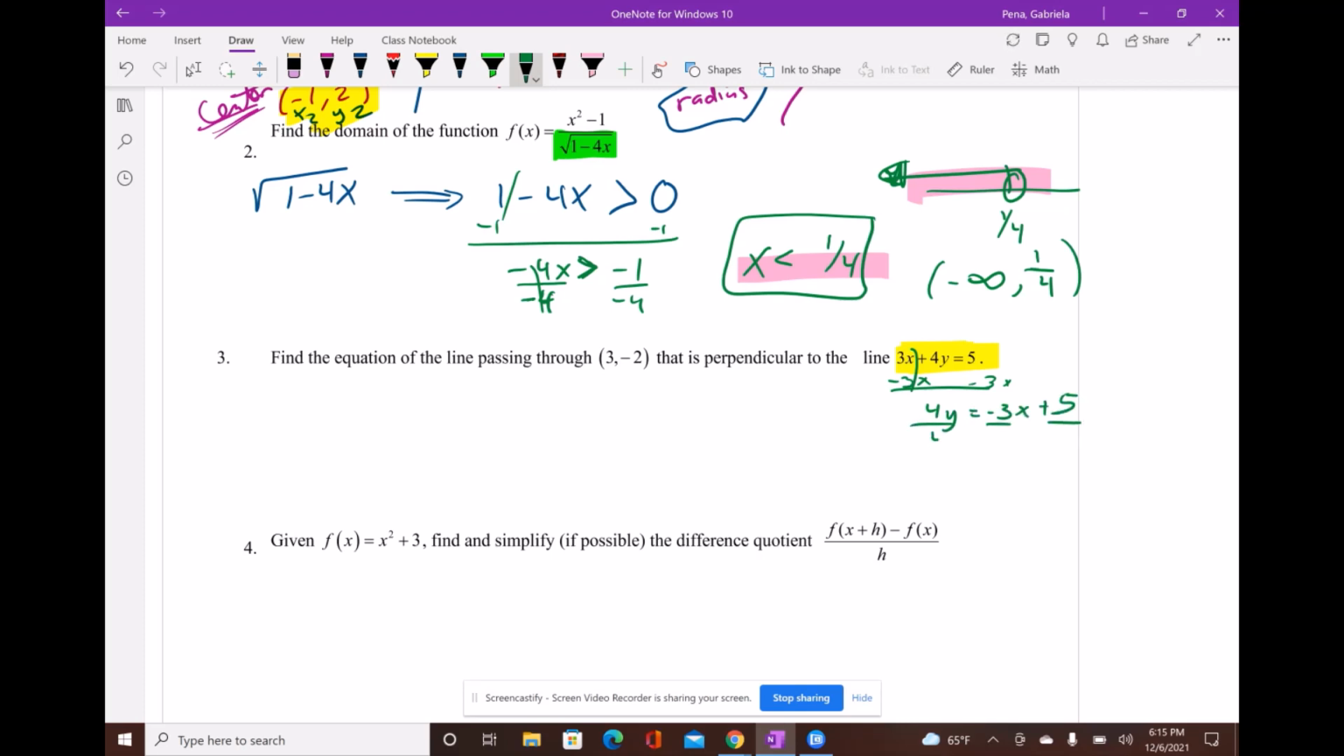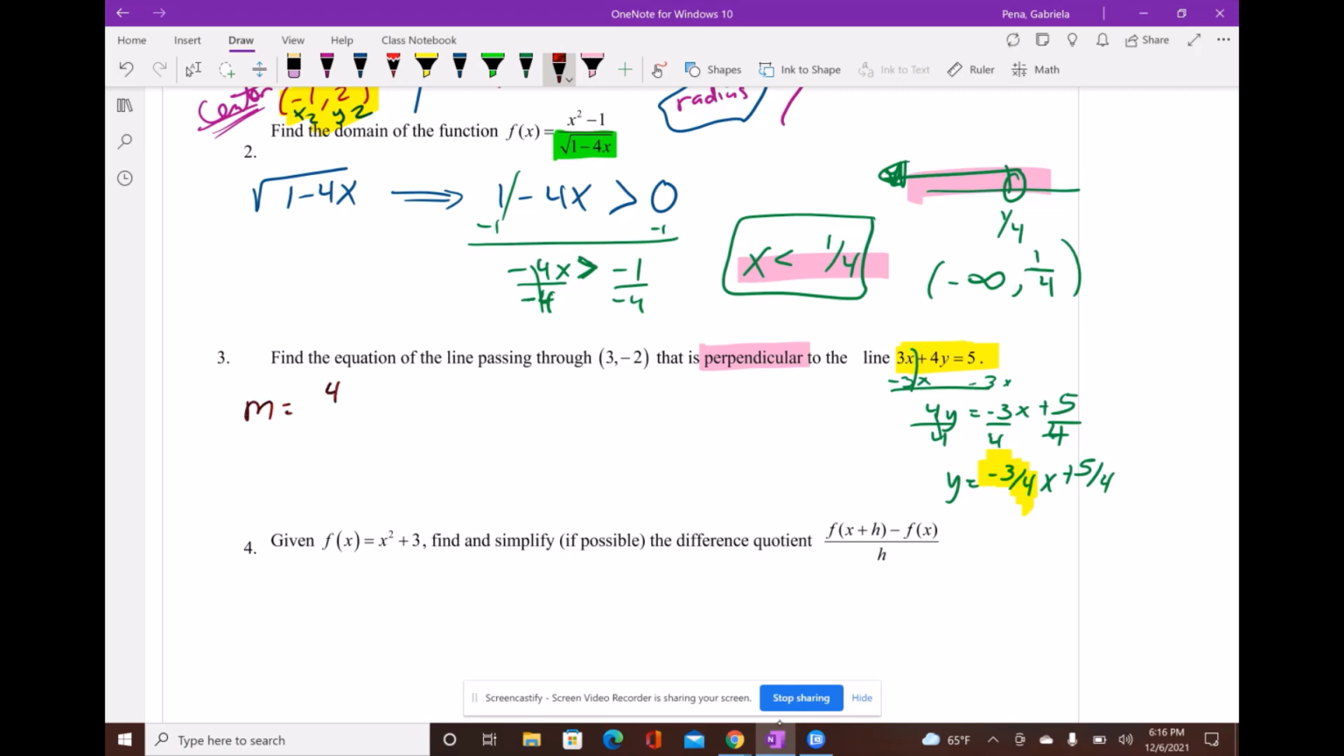We divide by 4, we divide by 4, we divide by 4. Y equals negative 3/4 x plus 5/4. So the slope for this line is negative 3/4. But the word they use here is perpendicular. So if I have to use a slope that is perpendicular, what do I have to do with that slope?